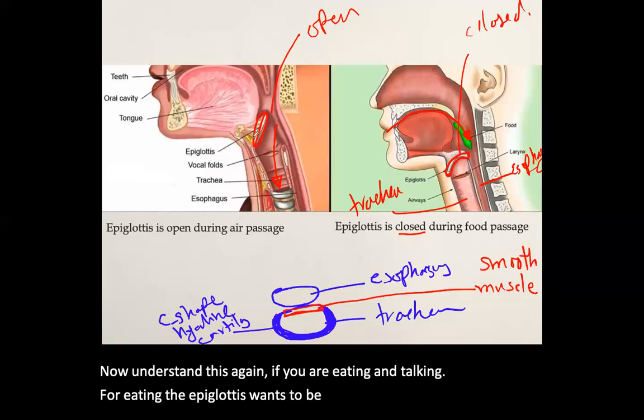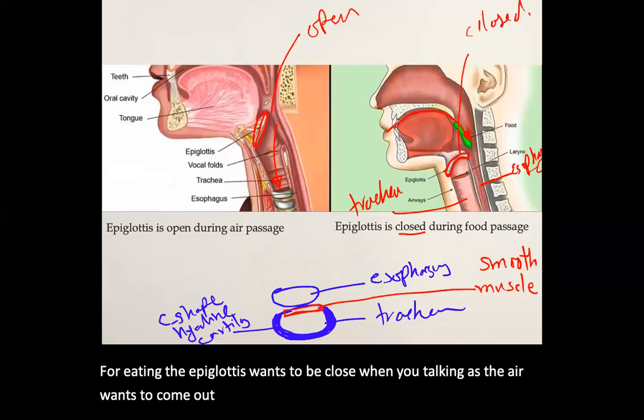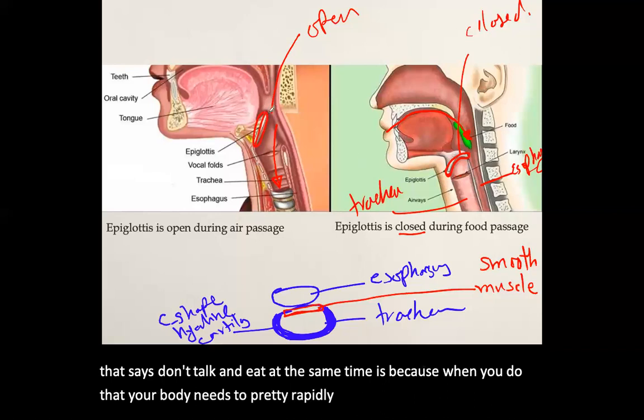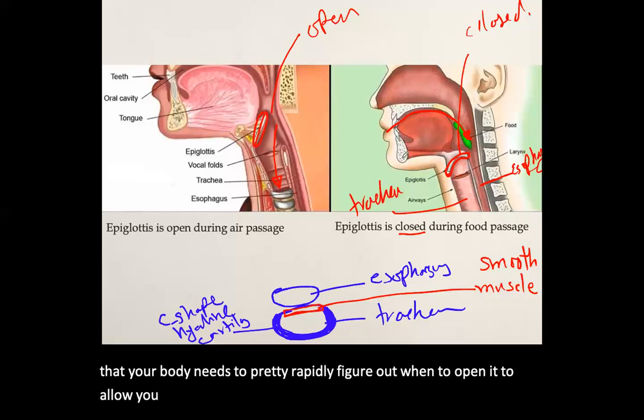When you're talking, as the air wants to come out, the epiglottis is in an open position. So you know the saying that says, don't talk and eat at the same time? It's because when you do that, your body needs to pretty rapidly figure out when to open it to allow you to talk and when to close it as the food is going down.